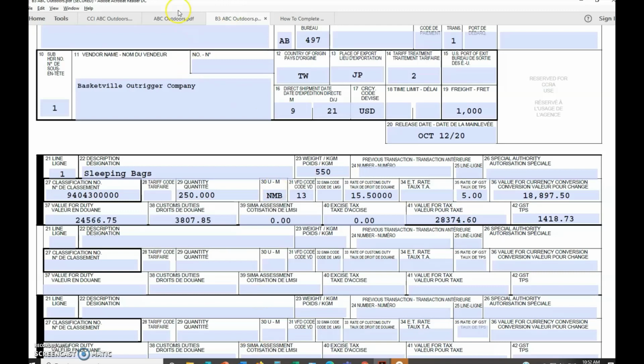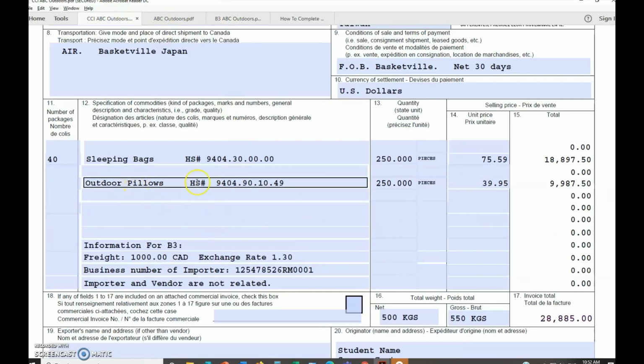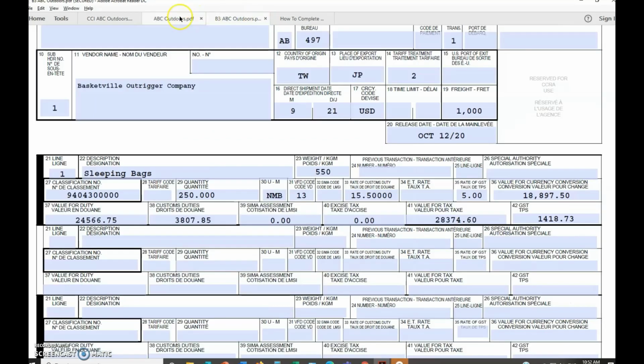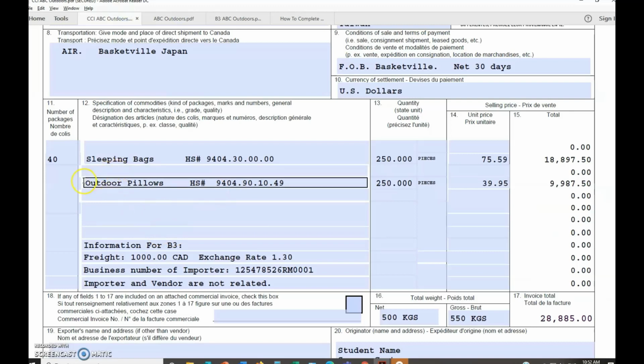Now, we go back to our Canada Customs invoice. We have a second line. We have another item. So what we're going to do now is that particular item, the outdoor pillows. I'm going to cheat by just copying it.